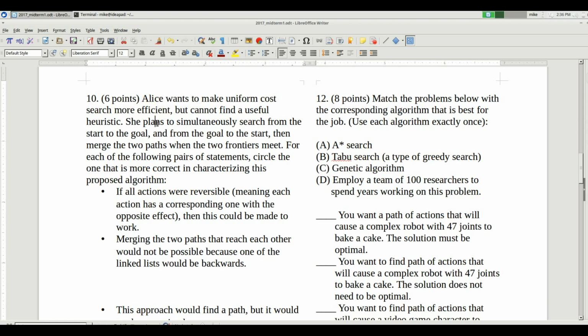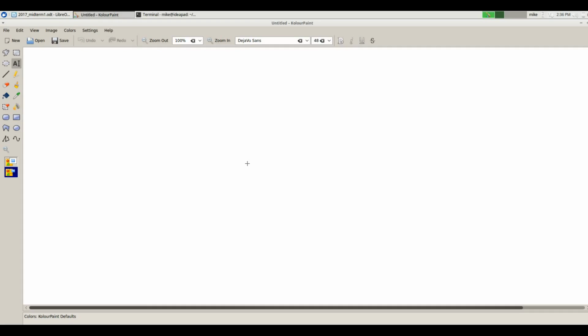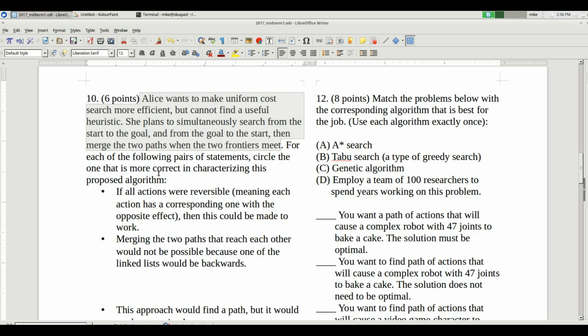Alice wants to make uniform cost search more efficient, but cannot find a useful heuristic. Poor Alice. She plans to simultaneously search from the start to the goal and from the goal to the start, then merge the two paths when the two frontiers meet. So let's do a diagram. For each of the following pairs of statements, circle the one that is more correct in characterizing the proposed algorithm.